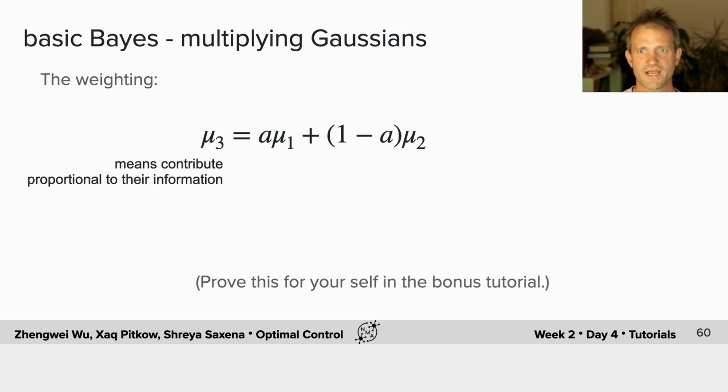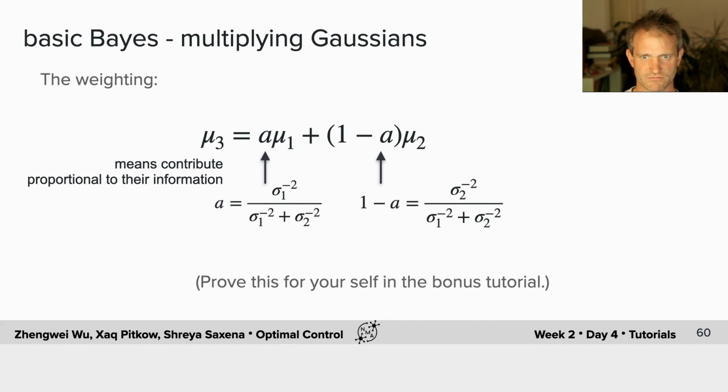So, what happens when we combine two Gaussians by multiplication? We get a third Gaussian. And the means are going to contribute to that mean by a weighting that is proportional to their information. So here, the first Gaussian with mu1 is going to be weighted proportional to its variance over the total variance. And the other Gaussian is going to be done exactly the same way. And if you'd like, you can demonstrate this for yourself in part of the bonus tutorial.